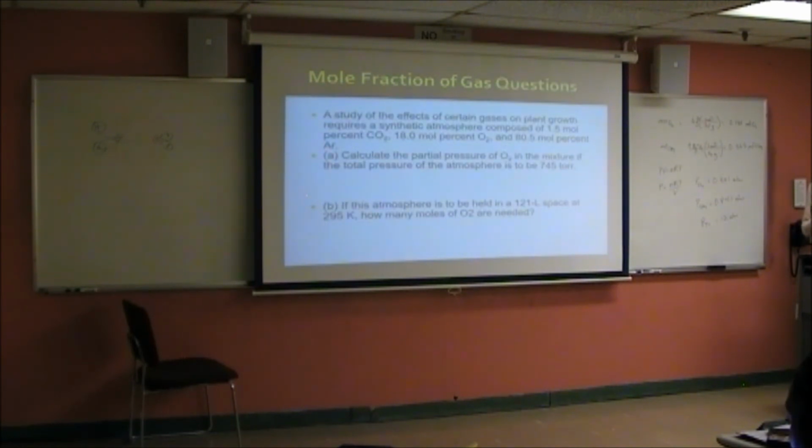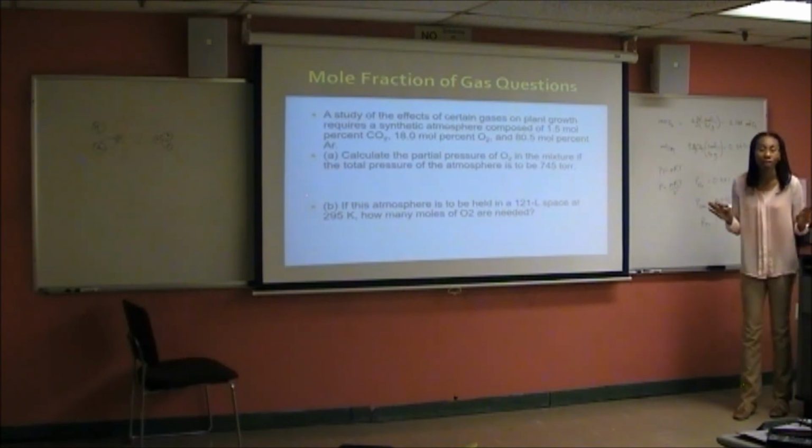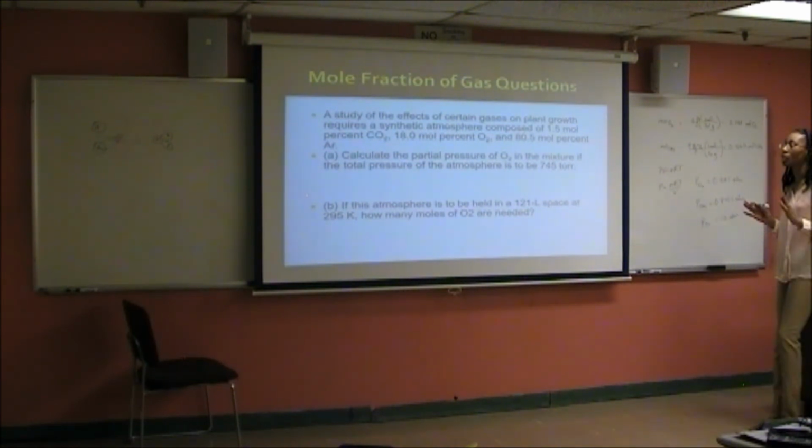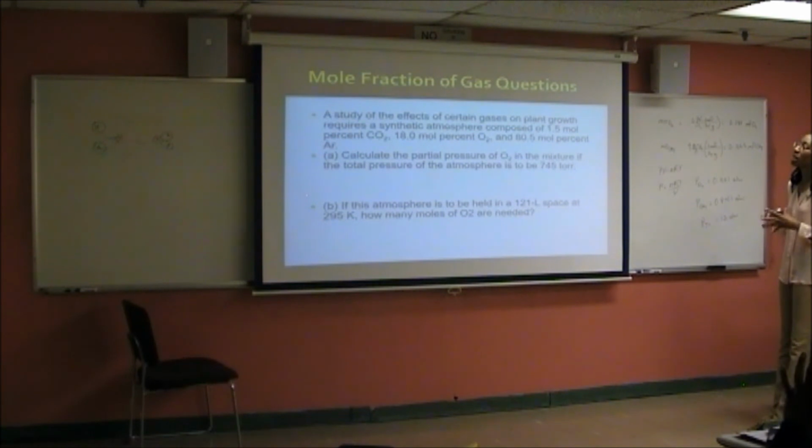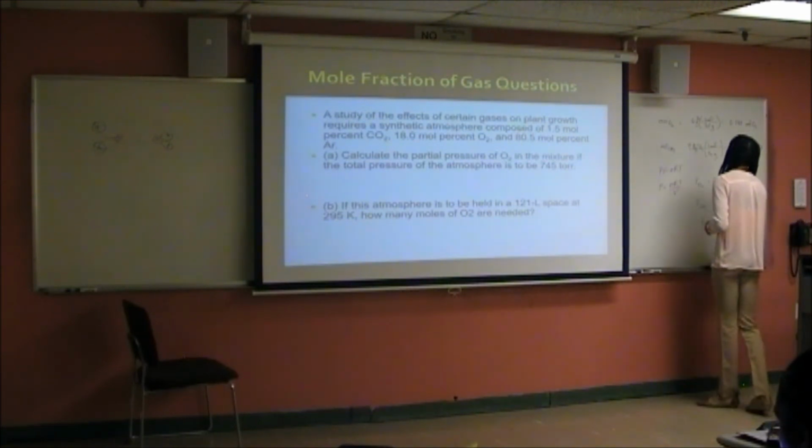Here's a question for you. A study of the effects of certain gases on plant growth requires a synthetic atmosphere composed of 1.5 mole% carbon dioxide, 18 mole% oxygen gas, and 80.5 mole% argon. Calculate the partial pressure of oxygen gas if the total pressure of the atmosphere is 745 torr.